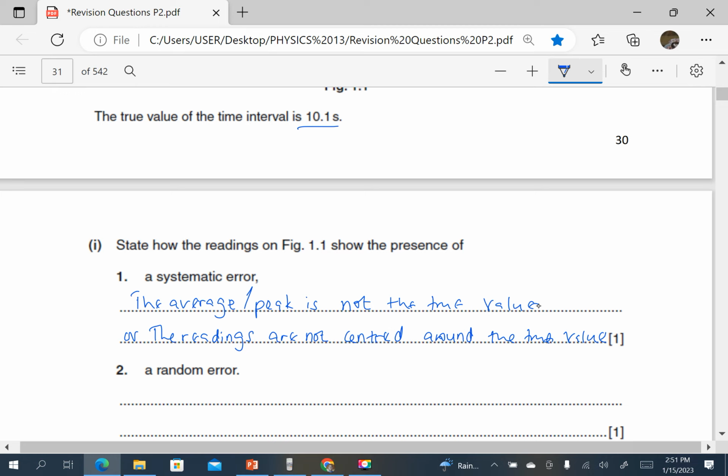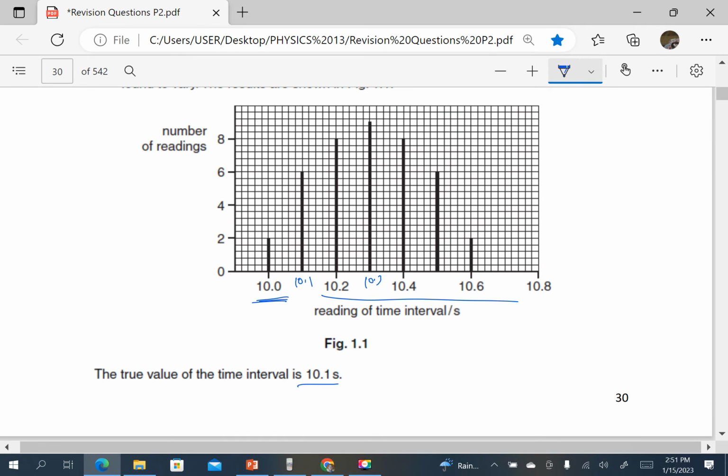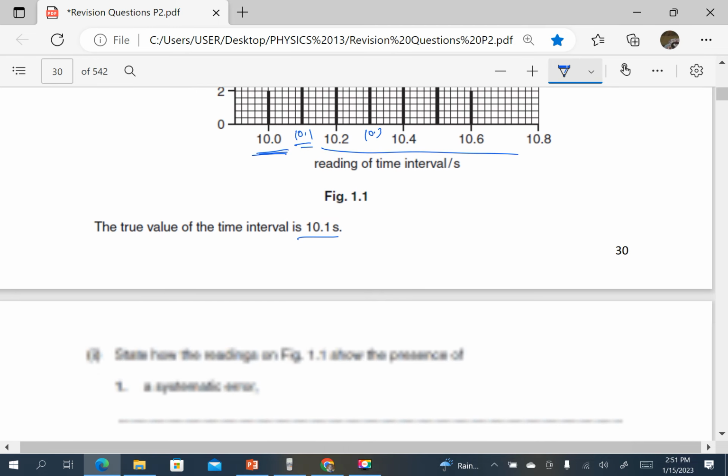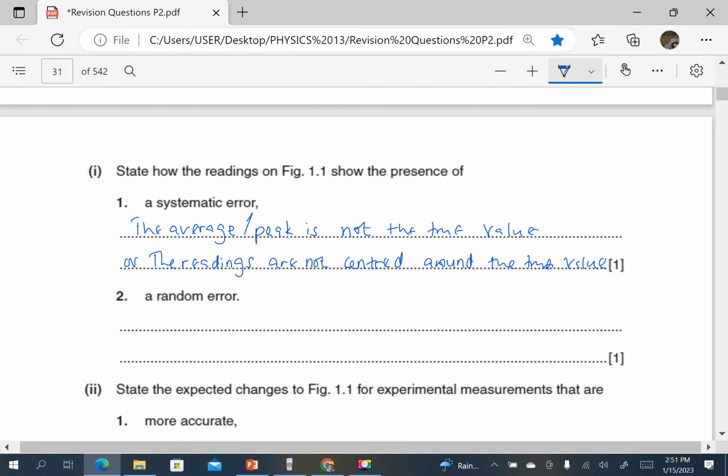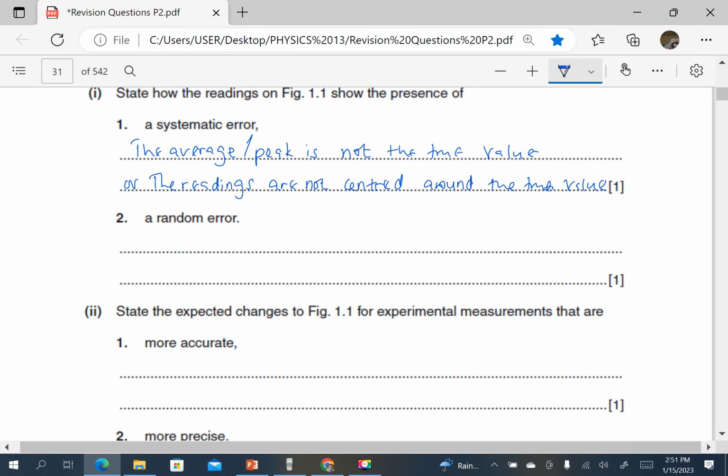The readings are not centered around the true value. You see that the readings are centered on the other side. Here the true value is 10.1. So the readings are not centered around the true value, so it means there is a systematic error.